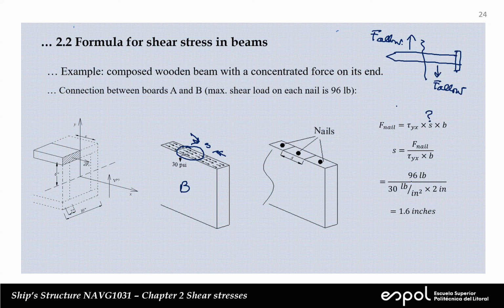That's what we're trying to determine. So we have the maximum shear, I'm sorry, the maximum force that the nail can take. That's 96 inches. That's something that we know. The shear stress that we just calculated, 30 pounds per square inch, and B thickness, which is 2. So we can cancel pounds, inches, and the result is going to be 1.6 inches.